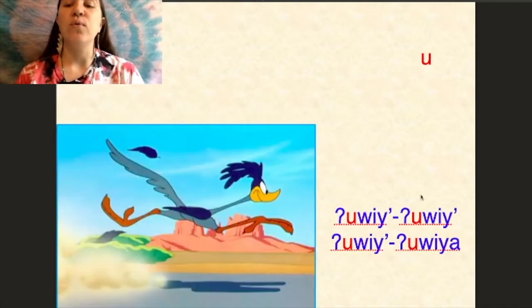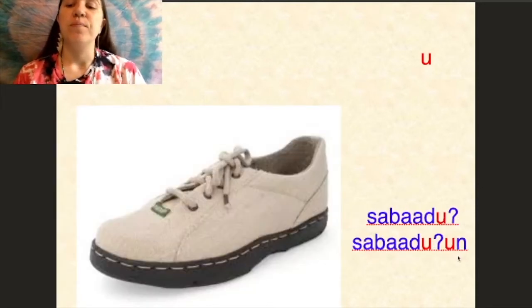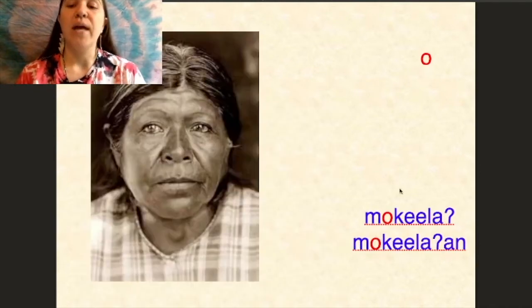Next we have ui ui, ui uya. And this is our word for roadrunner, ui ui, ui uya. Sabadu, sabaduun. This is our word for shoe, sabadu, sabaduun. Mokela, mokelaan. And this is our word for woman, mokela, mokelaan.